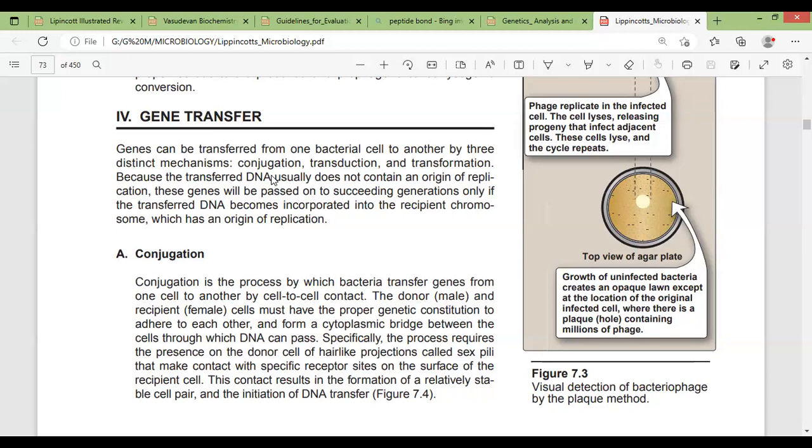Information flows from DNA to RNA to proteins. So the information is originally in the DNA, so we need to transfer these genes. And there are three major mechanisms. Number one, we have conjugation. Number two, transduction. And number three, transformation.